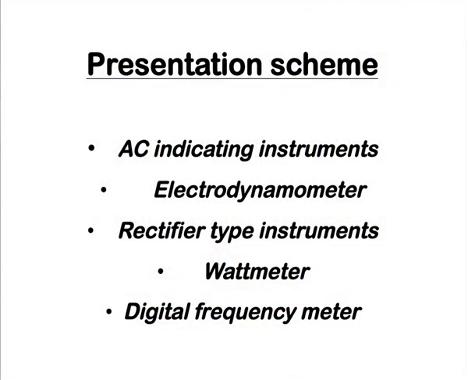Well, this lecture is about AC measurements, where we will discuss the instruments which are capable of measuring AC current, voltage, and power, and we will also discuss the frequency meter. The presentation scheme of this lecture includes the AC instruments, the basic discussion about it. Then we will be discussing the electrodynamometer and the rectifier type of instruments. This will be followed by the wattmeter, which is capable of measuring the power, and finally, we will discuss the digital frequency meter.